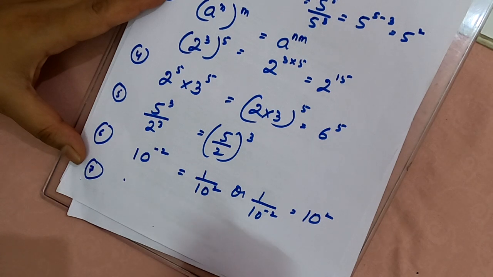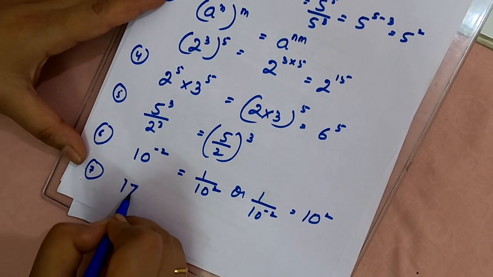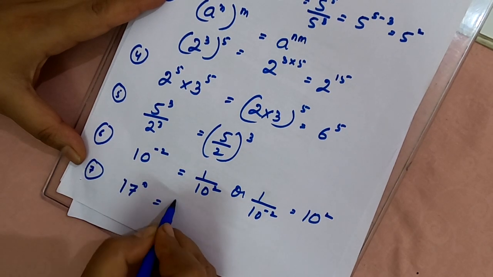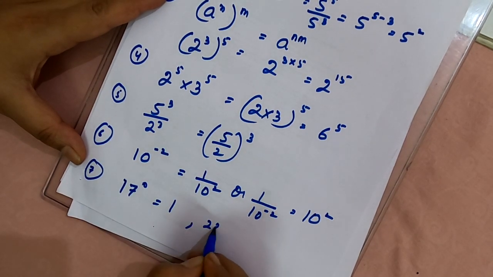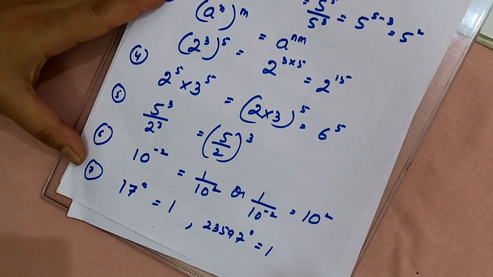Anything raised to power 0 is always 1. Suppose I say 17 raised to power 0, it will be 1. Suppose a big number 2, 3, 5, 9, 7 raised to power 0 is always 1. Anything raised to power 0 is always 1.